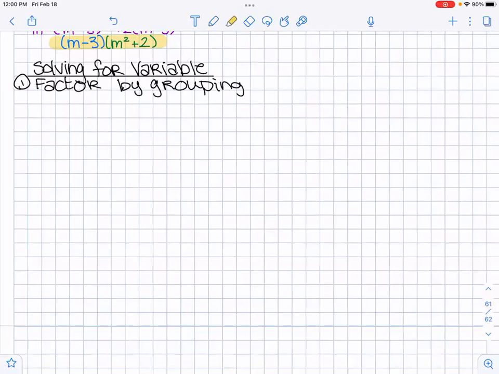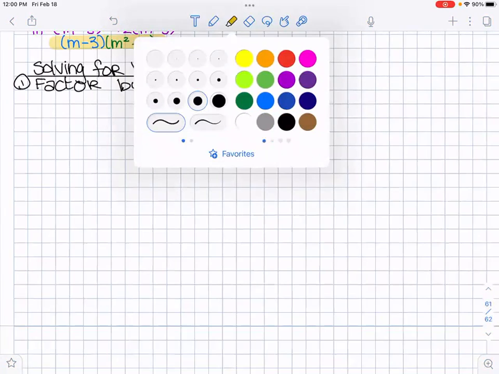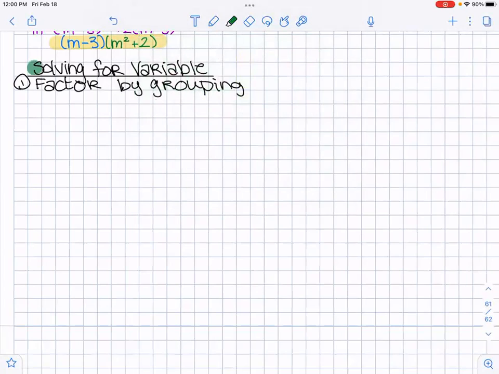Yeah, let's highlight it in green. Why not? It is a rule. It's a set of steps, so we probably should highlight it.